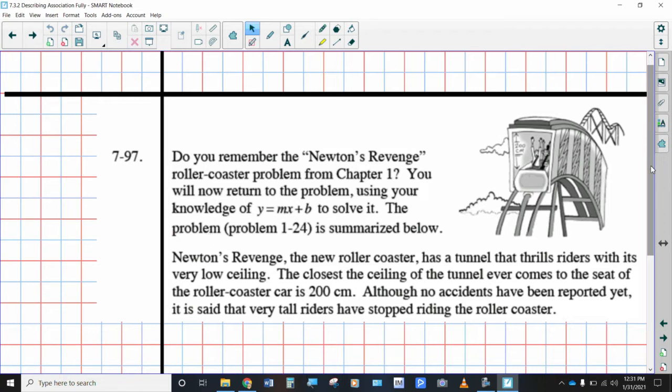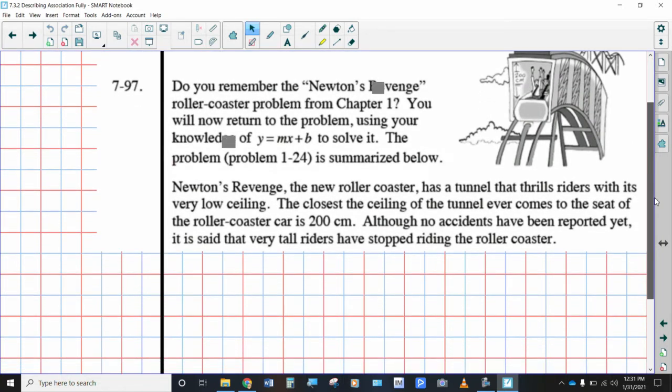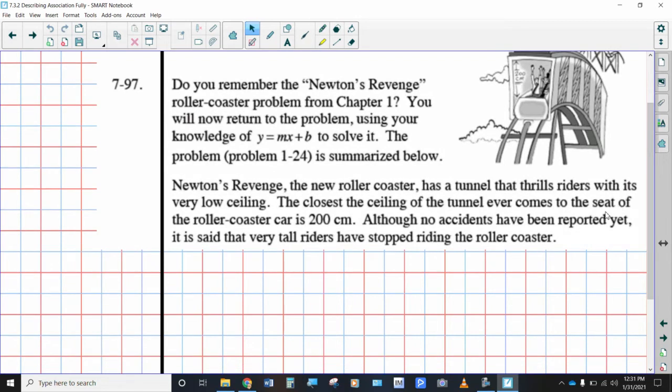If you recall, Newton's Revenge was a new roller coaster and has this tunnel that thrills riders with its very low ceiling. The closest the ceiling of the tunnel ever comes to the seat of a roller coaster car is 200 centimeters. Now that's a pretty sizable distance there, okay? And that's from the seat. So when you're sitting down, you would be reaching up, right? You can see the people that are reaching. So from where they sit to where they reach is a total of 200 centimeters of clearance.